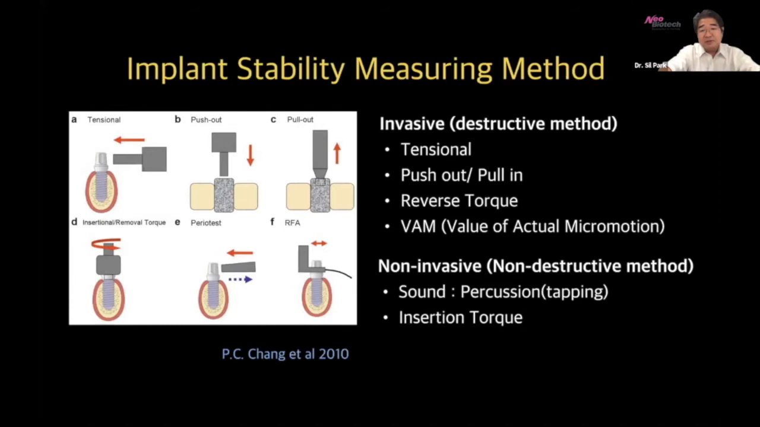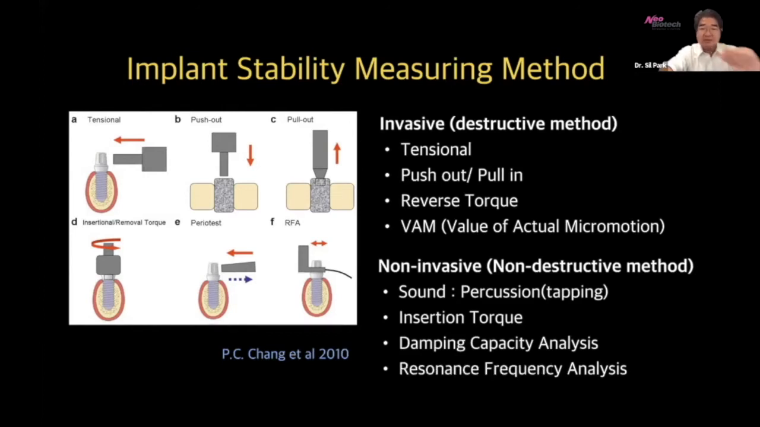The other one is the insertion torque. When we place the implant, we measure the insertion torque, or the final torque, and then we can measure the implant stability. And also the other one is the damping capacity analysis. Damping capacity analysis is basically how fast your implant or your target moves back once it is hit by a force. But I'm going to discuss it a little bit more. And also the other one is resonant frequency analysis. So let's go over a little bit more detail.